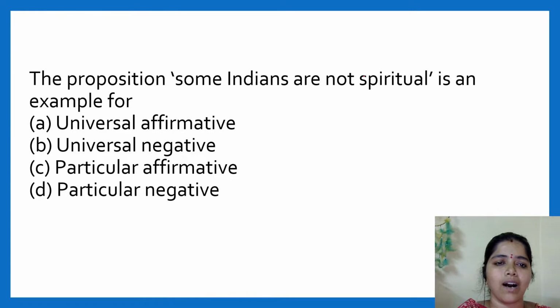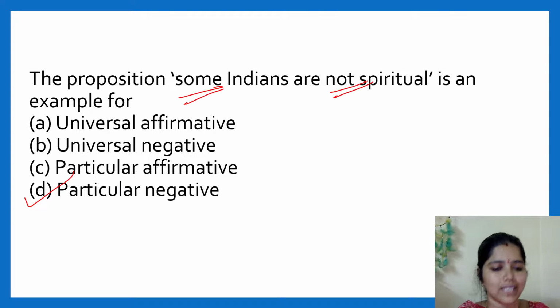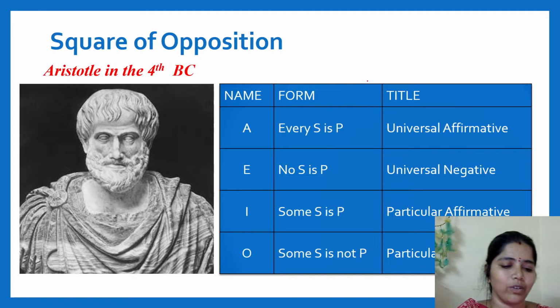Some Indians are not spiritual is an example of a particular negative. Very good. Why particular? Some is coming, so particular. Not is coming, so it is negative. Very good. Everybody answering correctly. It's particular negative. Very good. So now see.